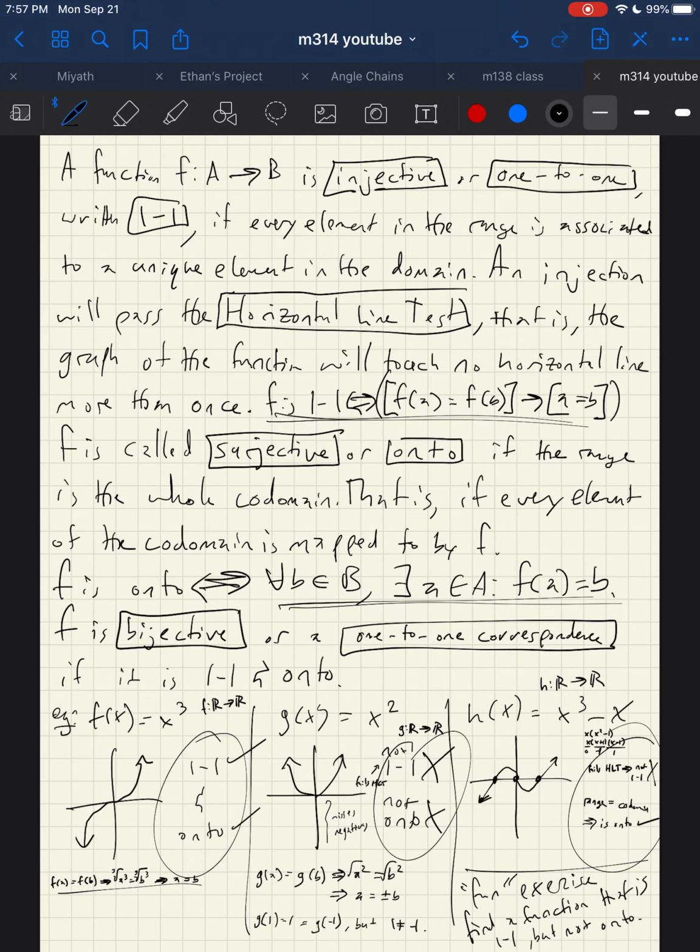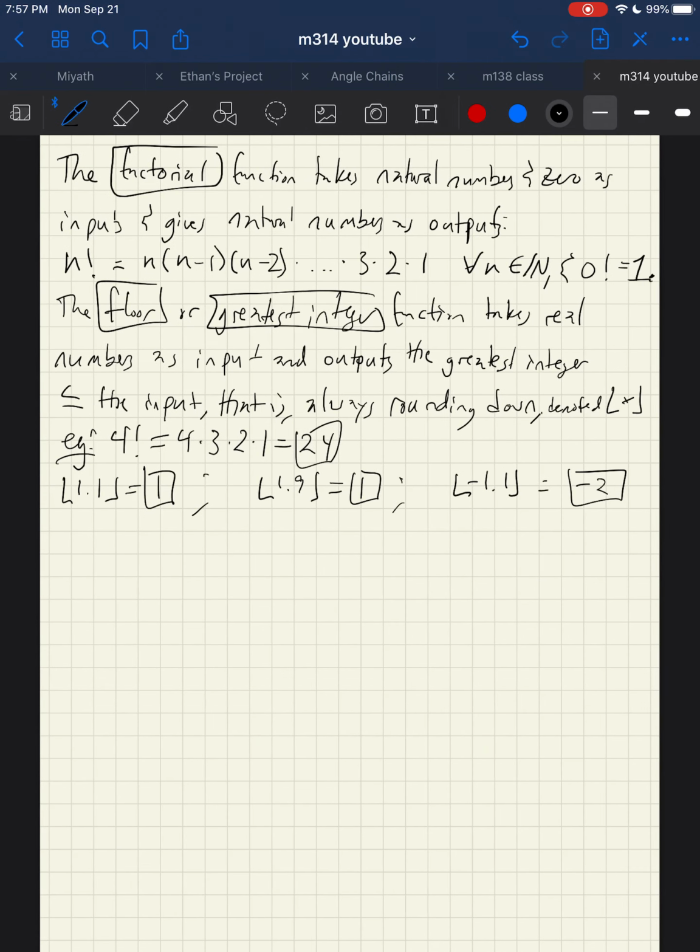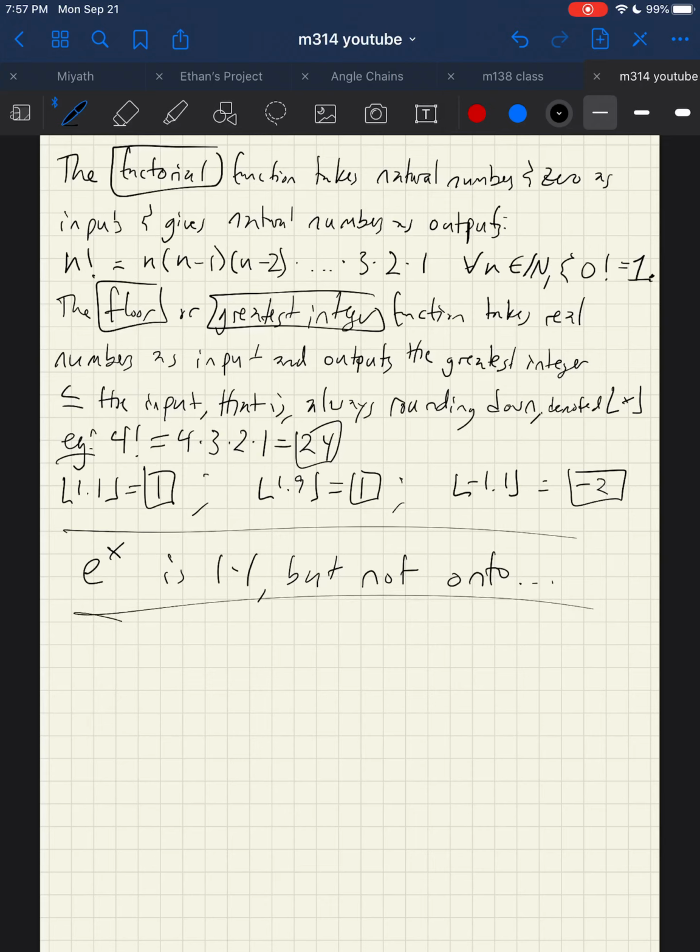I guess what do I owe you? A function that is 1-to-1 but not onto. So here's a function that's 1-to-1 but not onto: e to the x is 1-to-1 but not onto. There are others. So that was fun.